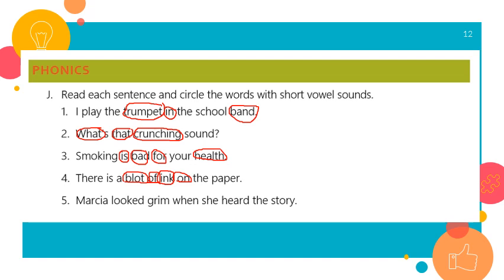Paper, long A, okay? Number 5. Marcia, ma. Since we have short A at the beginning, we can say that Marcia has a short vowel sound. Also, you can circle it. Looked, short. Grim, short. When, short. She heard the story. Heard, also short. Story, short. Okay? So most of the words have short vowel sounds. And if the word doesn't have a short vowel sound, then it might have a long vowel sound. Okay, let's move on.